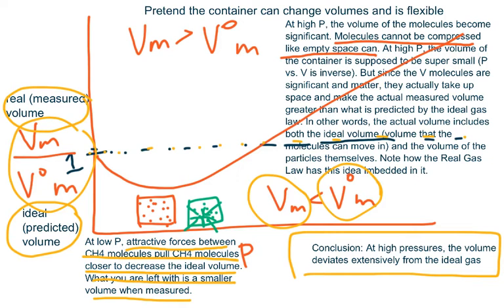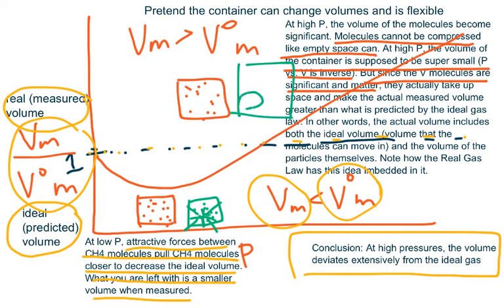Okay? At high pressures, the volume of the container is supposed to be super small because at high pressures, the volume is small, assuming that your temperature and moles are constant. But since the volume of the molecules is significant and matters, let's just say that we have a container with gases, and this is the ideal situation. But in the real situation, your gas molecules actually take up a lot of space, especially at high pressures where the volume is super small and the volume of the molecules begins to matter.